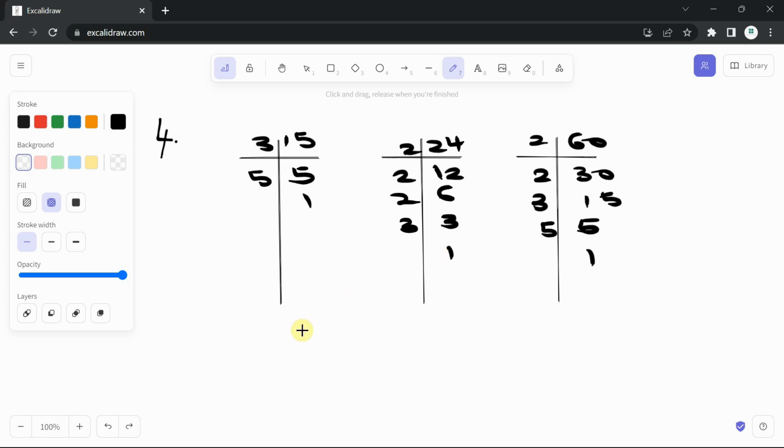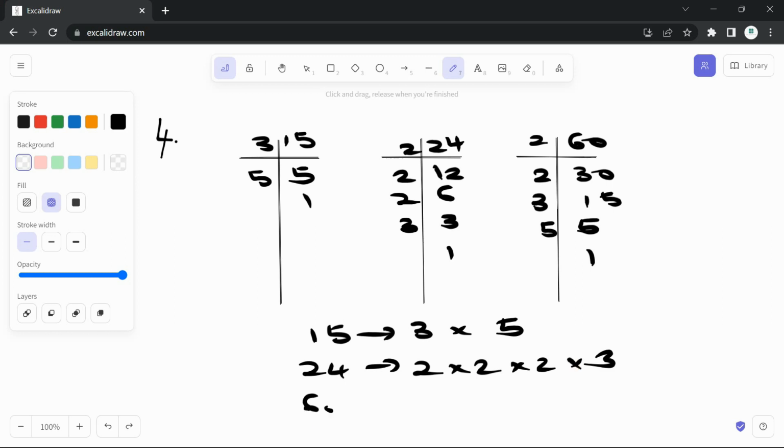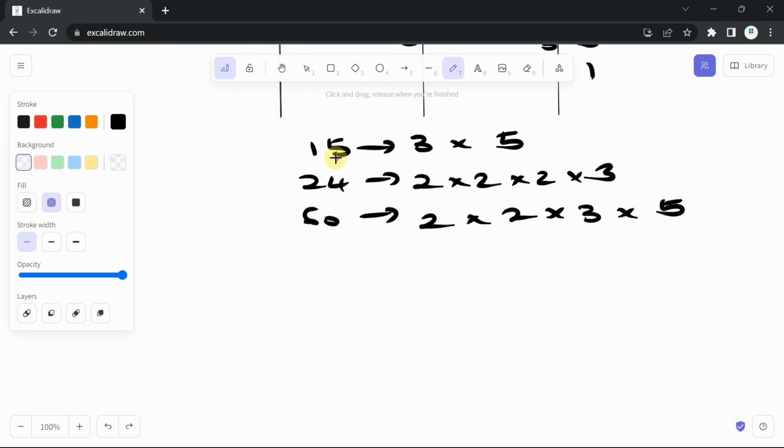So for 15, what do we have? We have 3 times 5. For 24, what do we have? We have 2 times 2 times 2 times 3, right? And then for 60, what do we have? We have 2 times 2 times 3 times 5, right? So if we wanted to find, what did you say we should find? The LCM. So the LCM.